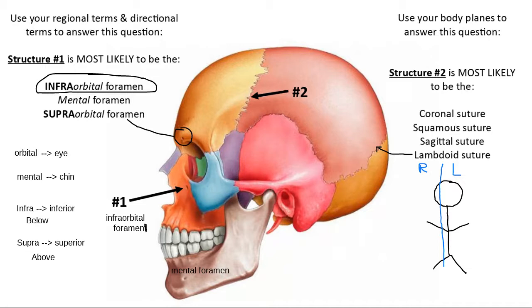So structure number 2 is the coronal suture. The coronal suture. It divides, remember, a coronal plane is front and back. That's my kind of pieces that I make.